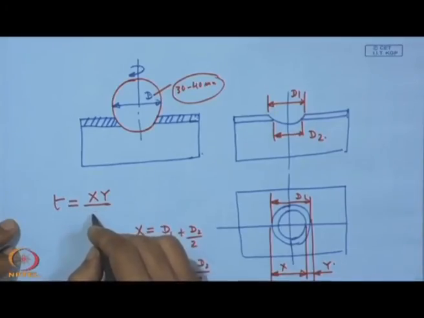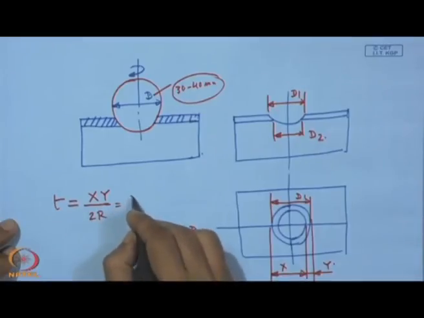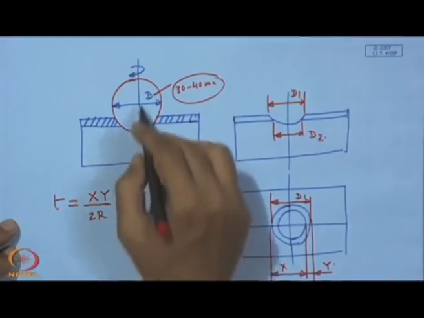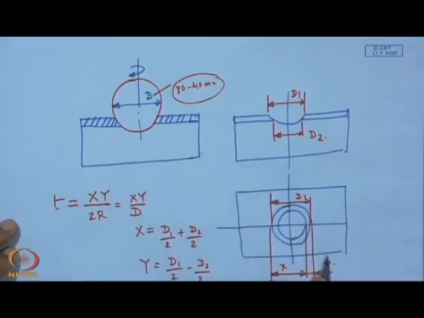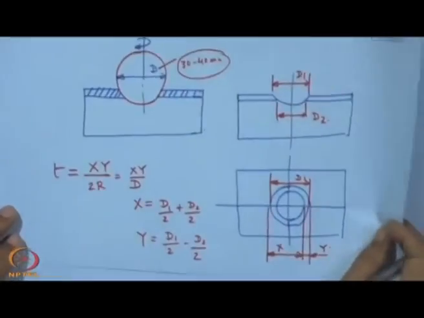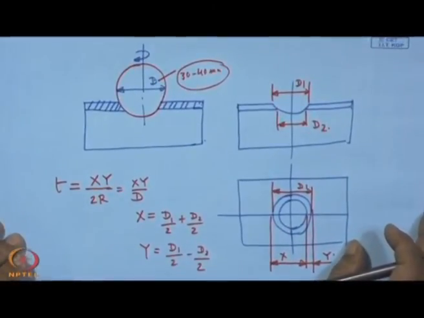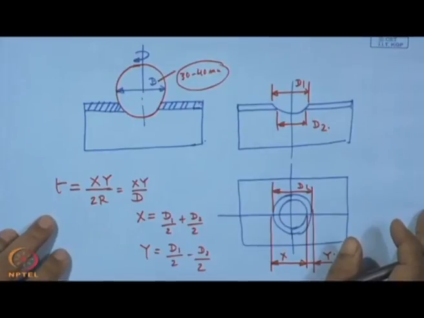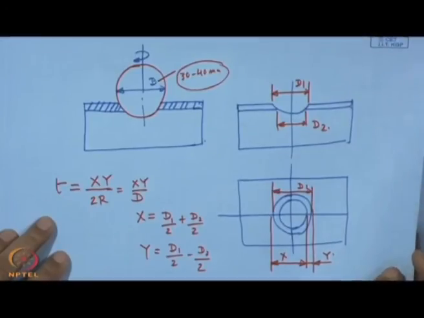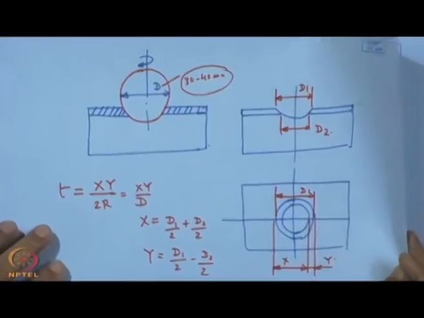It is actually xy by 2r, or this is xy by D. So, 2r means the diameter of the ball, which causes this cratering. From this, with fair accuracy, we can determine this value. This is well practiced in all tool manufacturing industry, where tools are routinely coated and quality control is routinely checked, and this is one way of doing it.